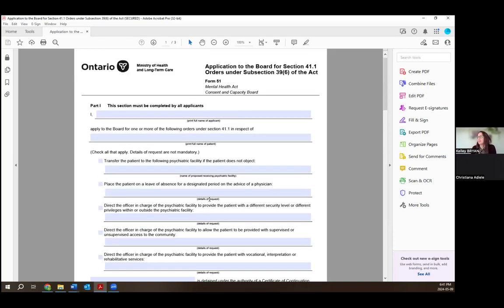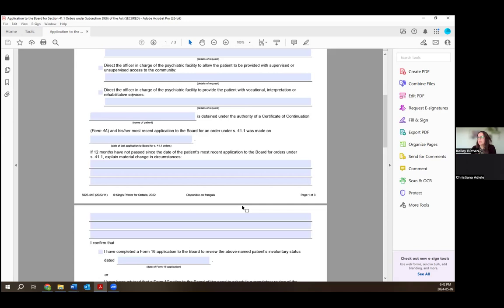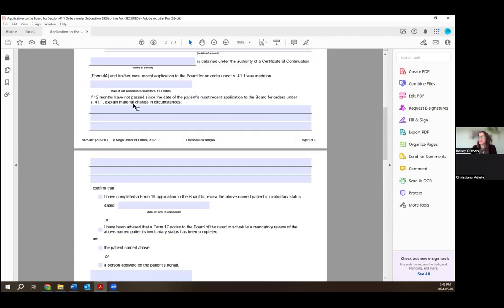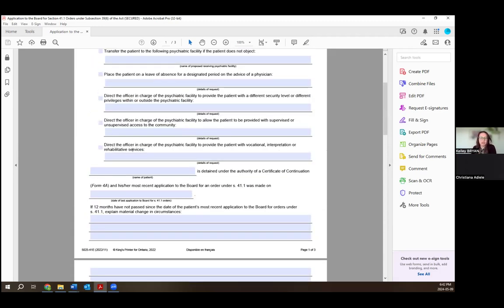So as patient counsel, you need to file this on your client's behalf. And it's important to keep in mind that the orders are discretionary. So the board will, first of all, the onus is on the applicant. Here the onus is on the patient and their counsel to convince the board that one of these orders is necessary. And because it's discretionary, the board will be asking you, well, is it really necessary for this order to be made?